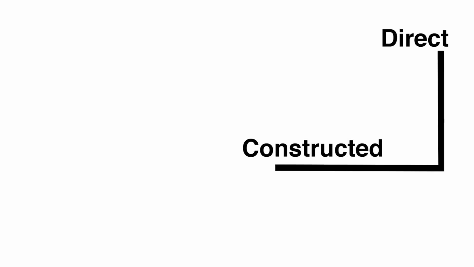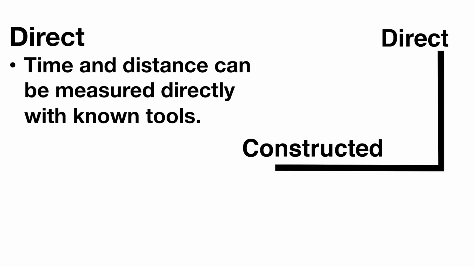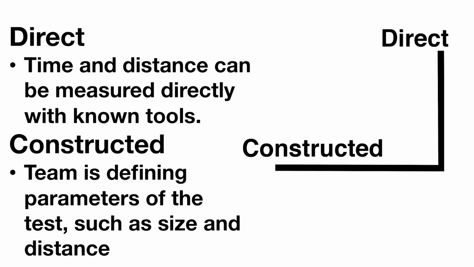One example of a direct constructed measurement is testing whether a person can carry a device a certain distance in a certain time. The measurement is direct because time and distance can be measured directly with known tools. The test is constructed because the team is defining the parameters of the test, such as the device size and the distance.